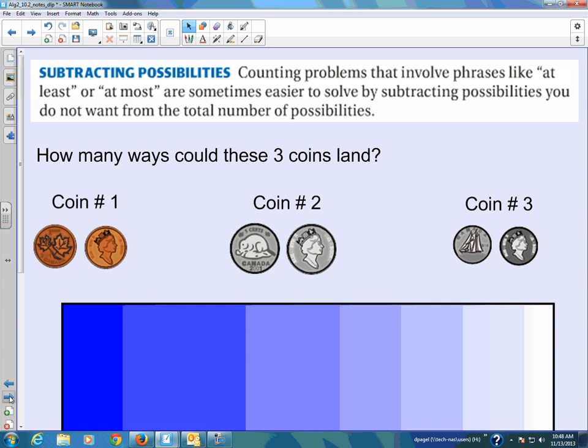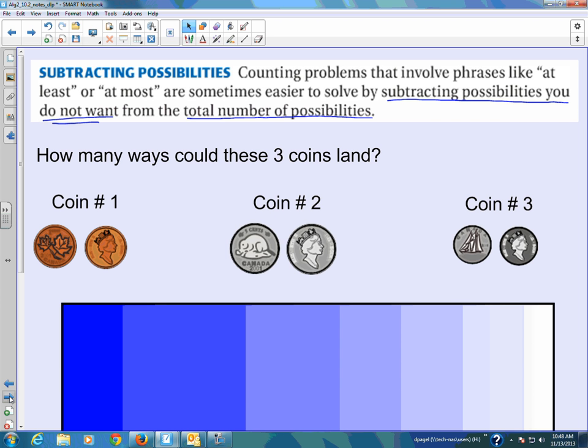Subtracting possibilities is another way of coming up with some of our totals, where if I know my total number of possibilities, I can pull out of that the ones that I do not want. So in the subtracting possibilities here, we're going to look at them in the case of a binomial situation. You're subtracting possibilities you do not want from the total number of possibilities. So this is just another way you can think about doing these problems that involve phrases such as at least or at most.